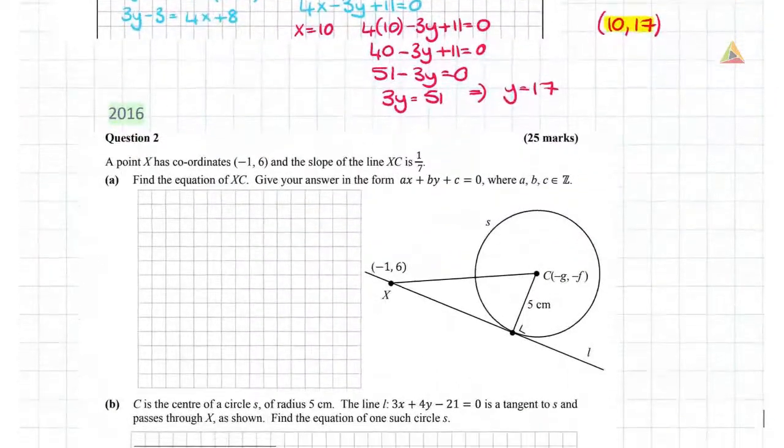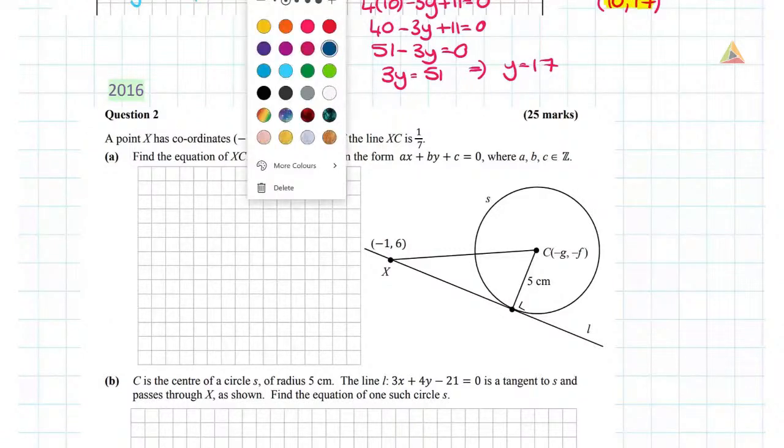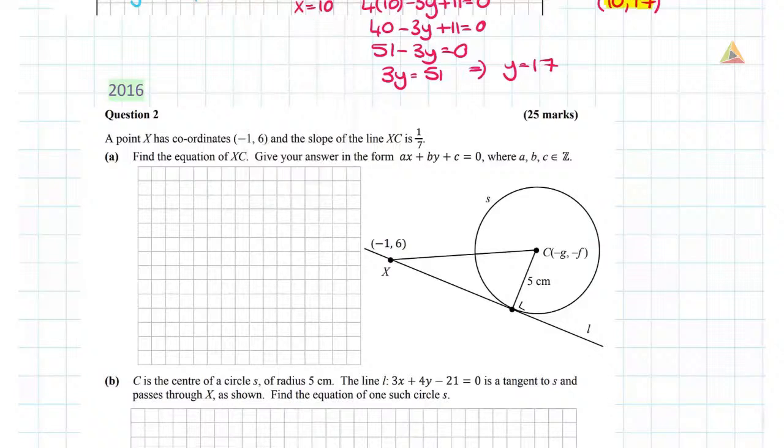This time we're going to have a look at the 2016 paper. Again, it's paper 2, and this time the circle question was question 2. What it's asking us to do in the first part is, it's giving us a diagram. The point X has coordinates minus 1, 6, and the slope of that line is 1 over 7.